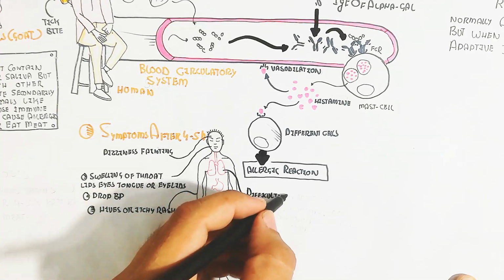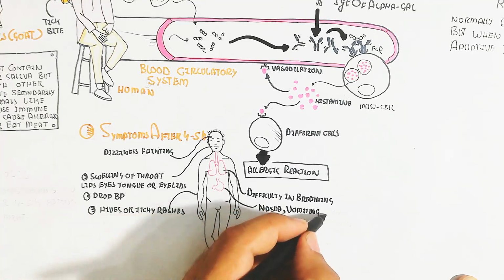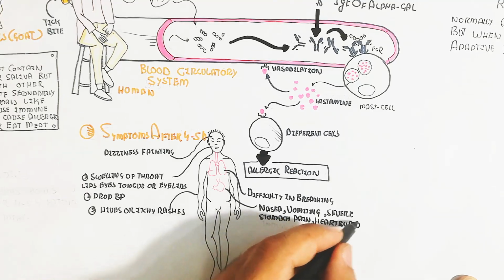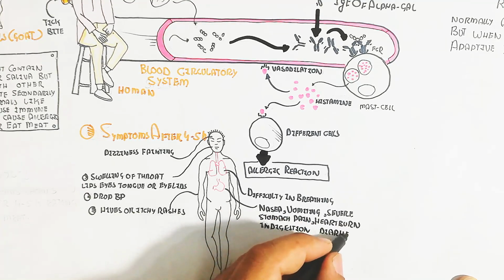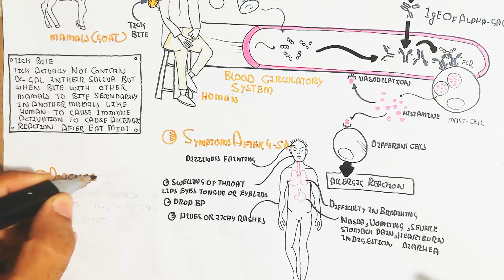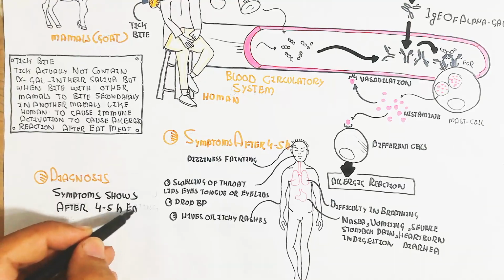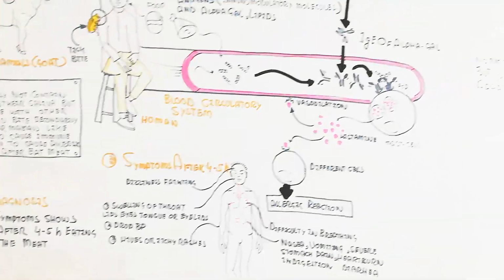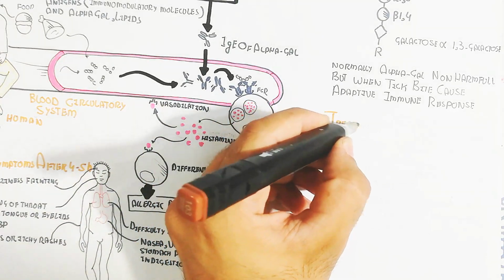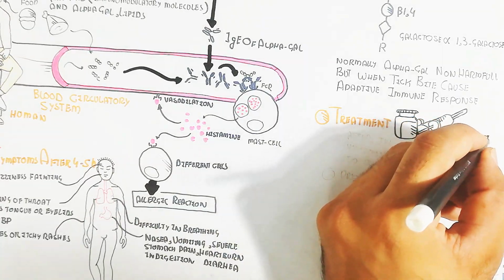Hives or itchy rashes will appear on the skin, and difficulty in breathing, and arrhythmia also occurs due to the difficulty in breathing, as well as nausea, vomiting, severe stomach pain, heartburn, indigestion and diarrhea. All these symptoms appear after 4 to 5 hours. For diagnosis, the symptoms show after 4 to 5 hours of eating the meat. So we can identify and recognize the red meat allergy if these symptoms show after 4 to 5 hours after eating the mammal meat product.